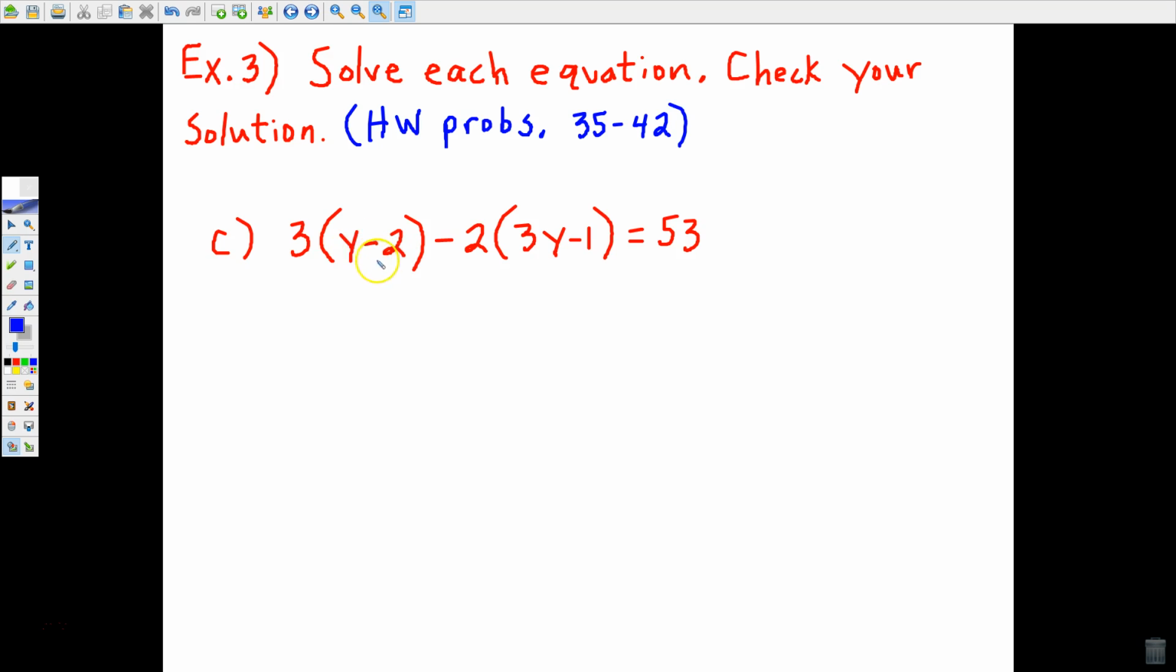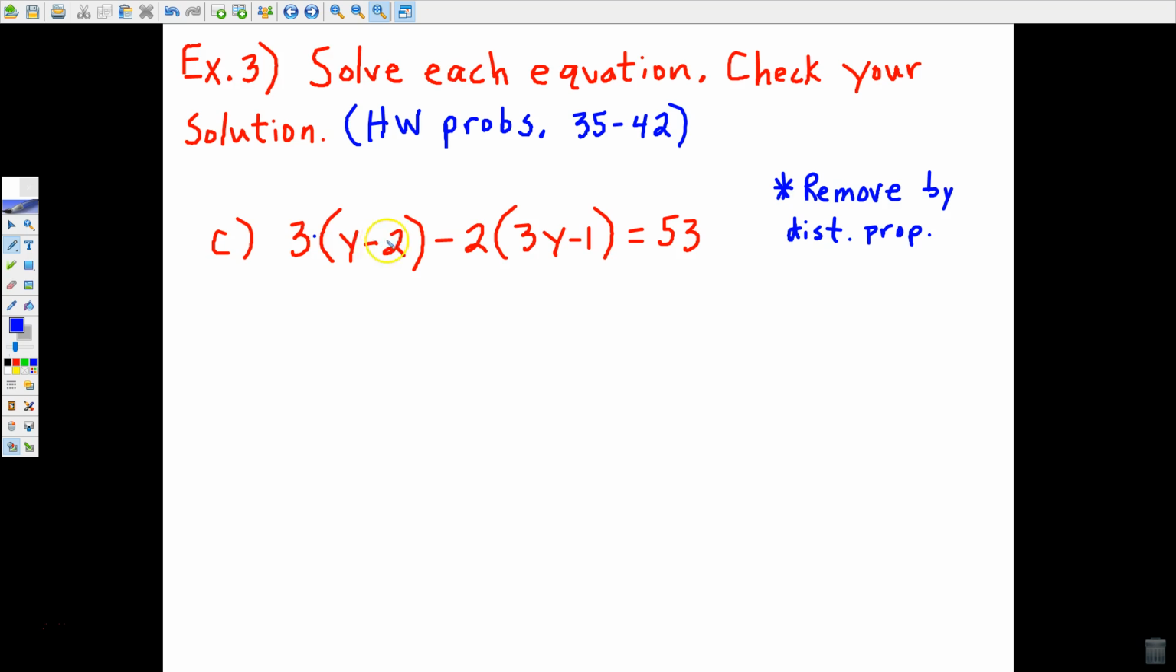All right, let's try another one. This time we have some simplifying to do, but it involves removing these parentheses, which indicates a number times this group in parentheses, and hopefully you recognize the need to use what we call the distributive property.